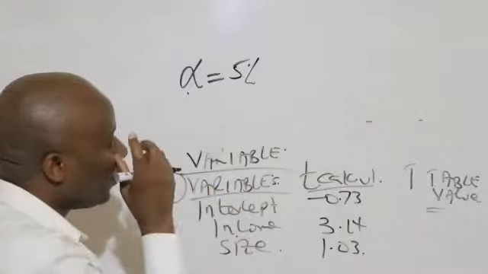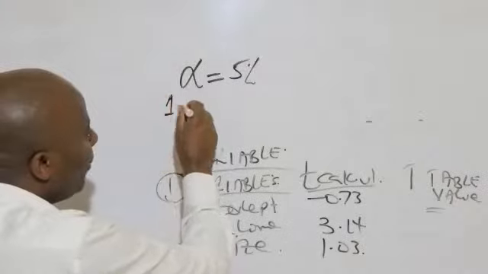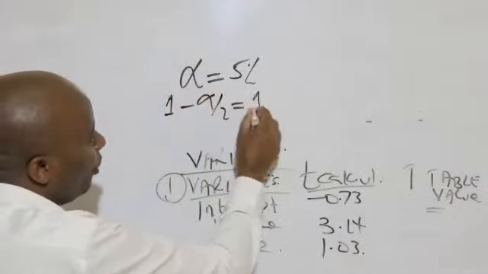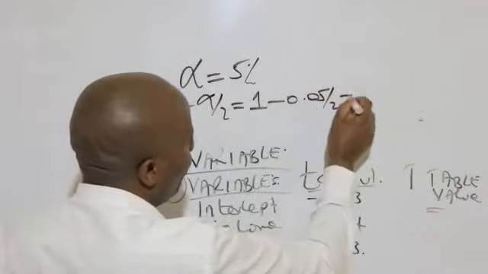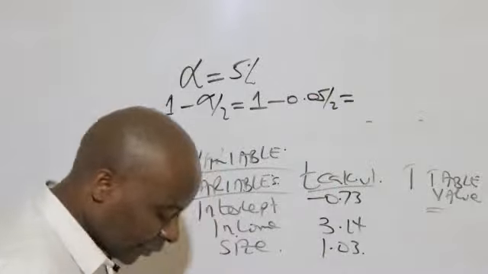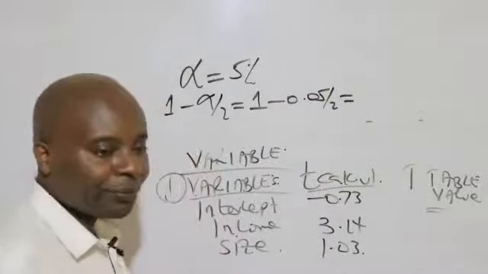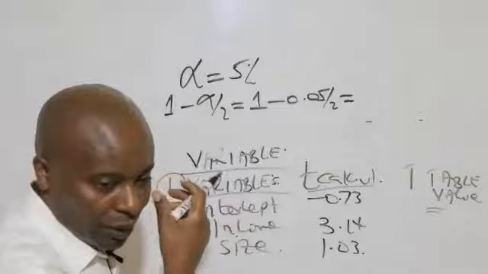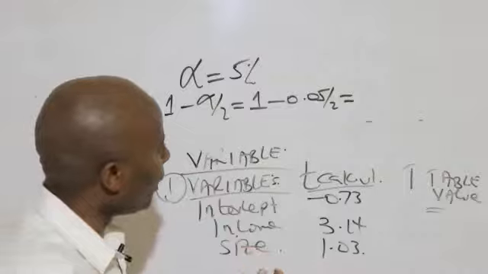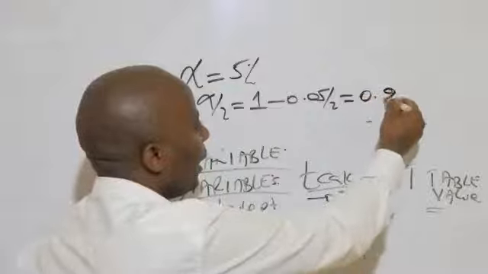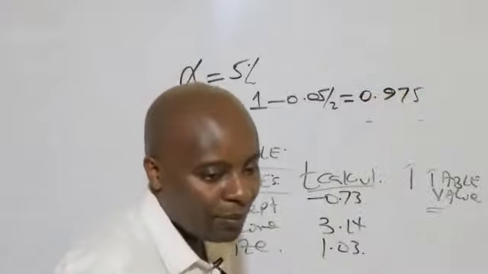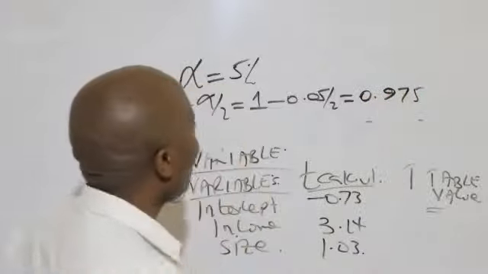5%. So come and give us the 1 minus alpha over 2. So this will be 1 minus 0.05 over 2, which will end up giving us what figure? I don't have my calculator. Is it 0.975? Thank you very much. Now that is a very important parameter.